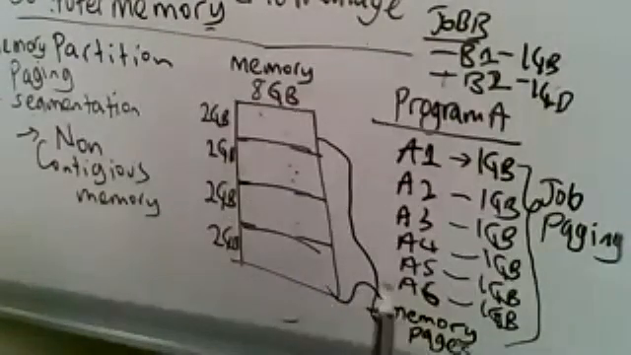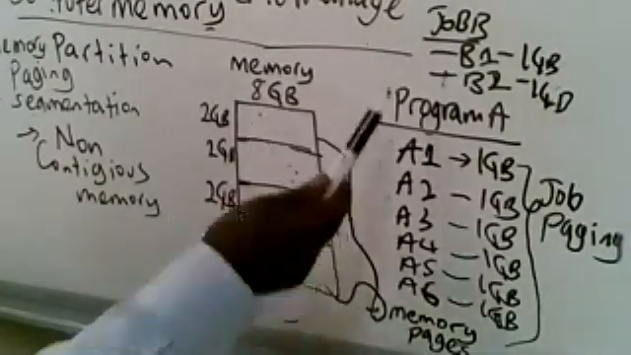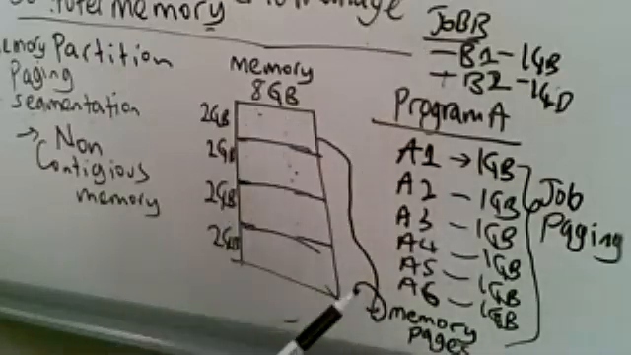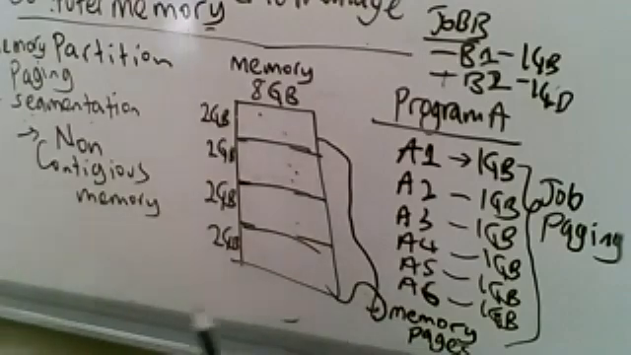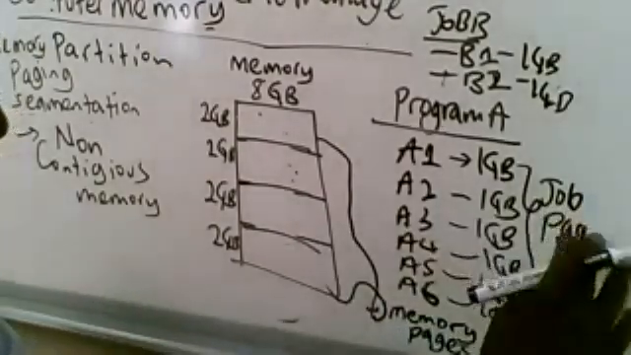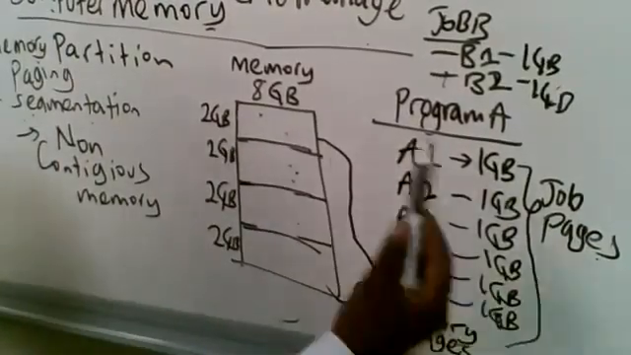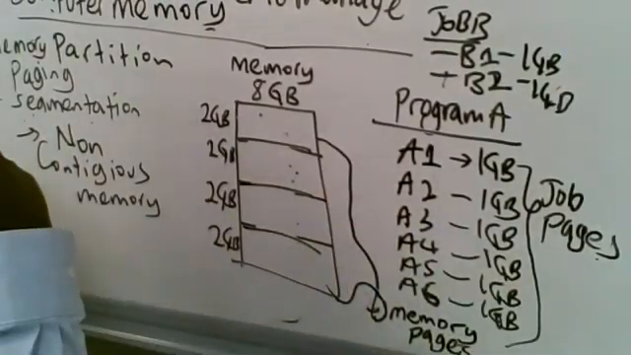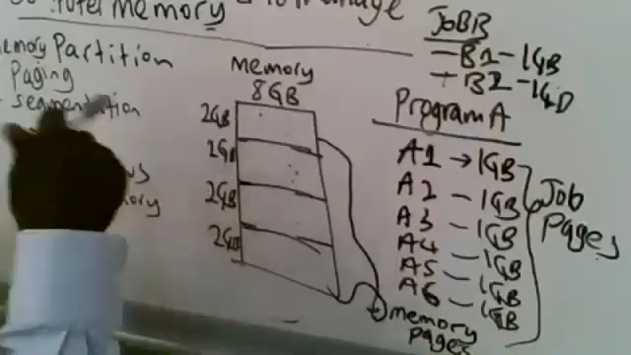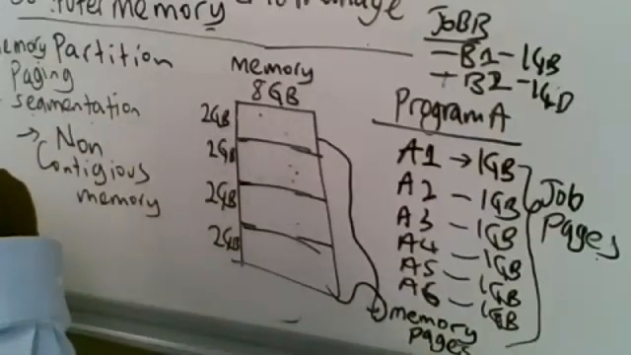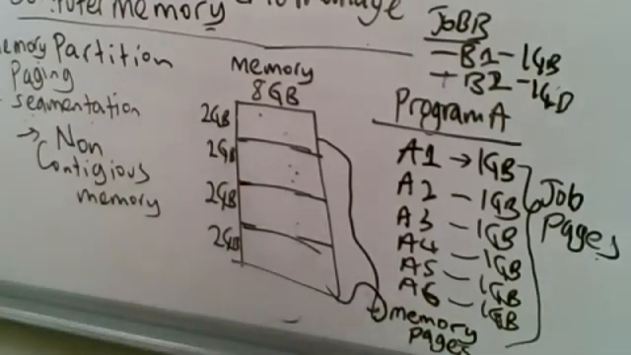And actually that's the reason why different instructions of different jobs can be put in the memory, because they don't have to be put one after another. They can be put anywhere. So that's another advantage of paging. These are called job pages, and these are called memory pages. The job pages fit into the memory pages, but they don't have to occupy contiguous memory, so they can occupy non-contiguous memory.